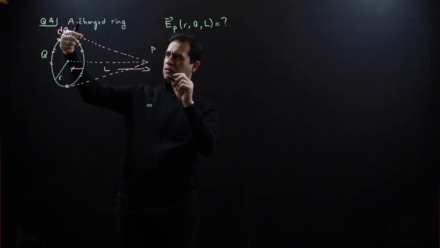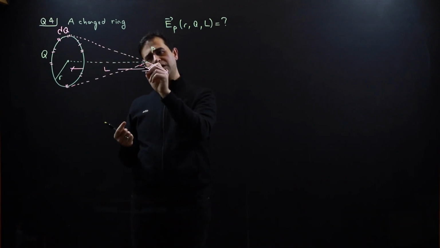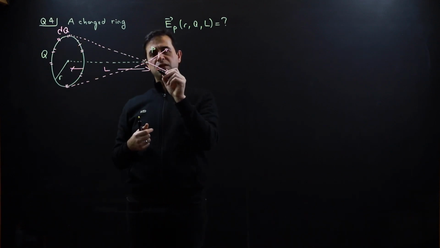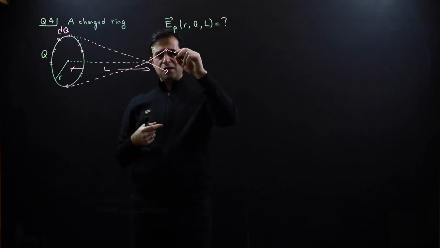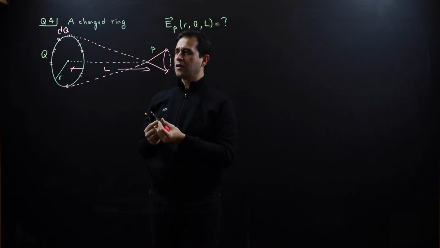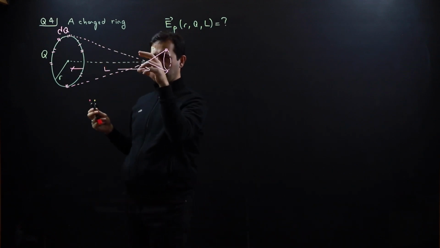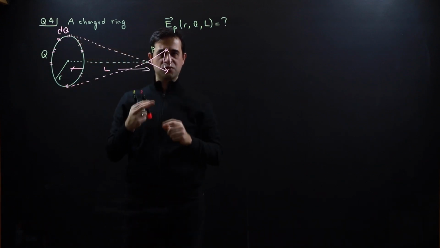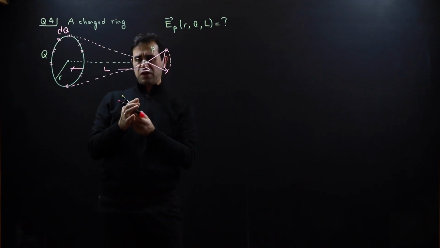The effect of this dq is going to point this way. And the effect of this one, which is exactly opposite across the ring, is this. The others are going to point like that and that, and it's going to make something like a cone. If you stand at P and look towards the ring, you will see a cone structure. So the effect in terms of the electric field will also look like a cone.